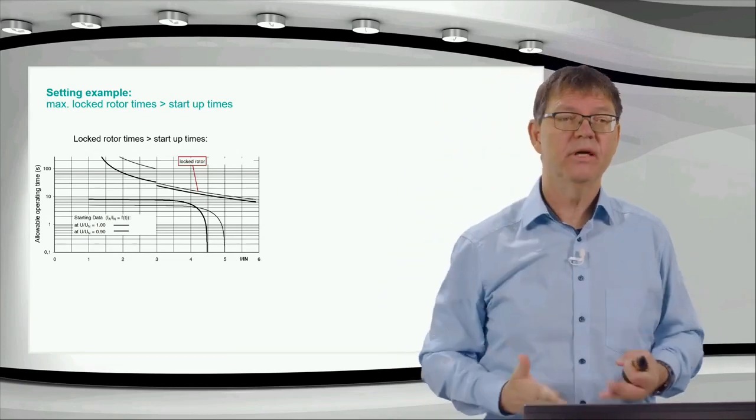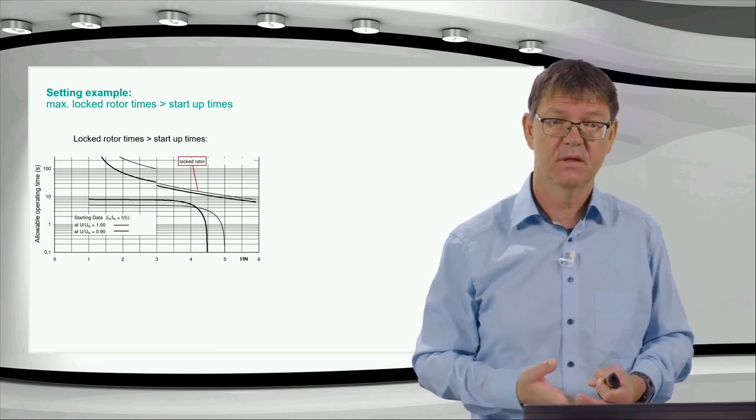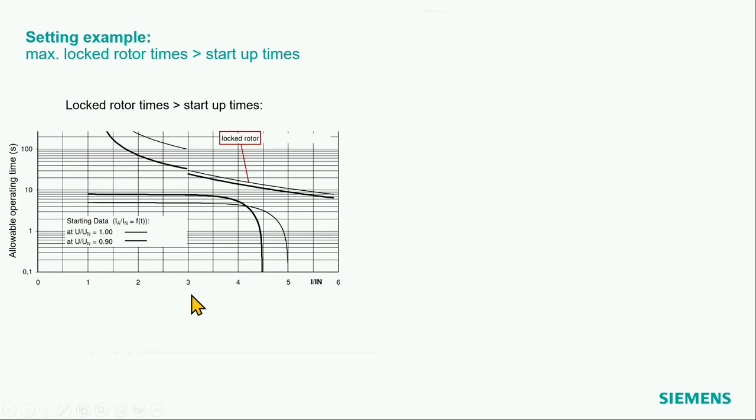First situation: my maximum locked rotor time is bigger than the startup time. You see that here, it's a diagram from a certain motor. This is the startup curve over time, so this is the time, this is the current. My startup curve goes like that when I have nominal voltage. It starts with 5 times nominal current, and then we come to a certain value, which I cannot read exactly in this small diagram. If I have a reduced voltage, then the starting current is smaller, but the starting time is longer. So I end up under 10 seconds, 8 or something like that.